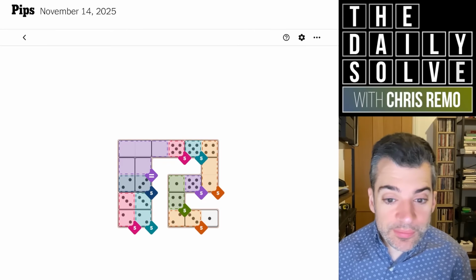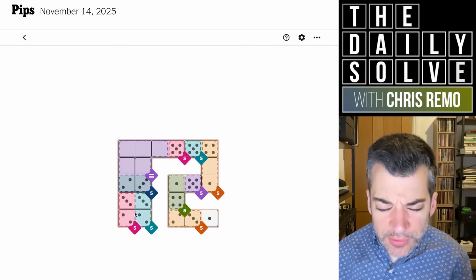Those were the pips. What is this? Is this a capital R, maybe? R for Rodolfo. All right.